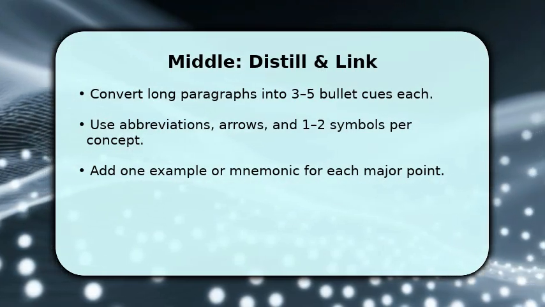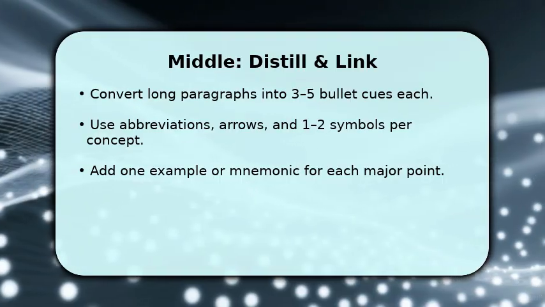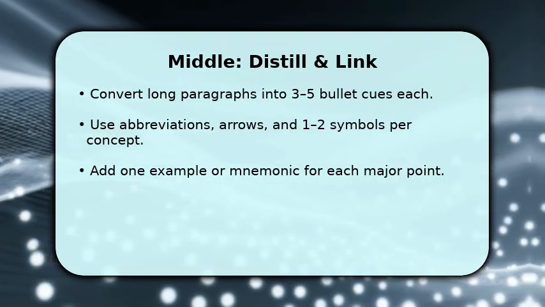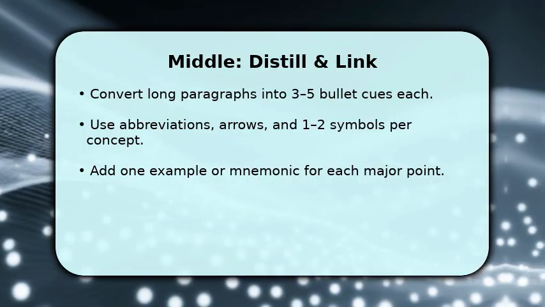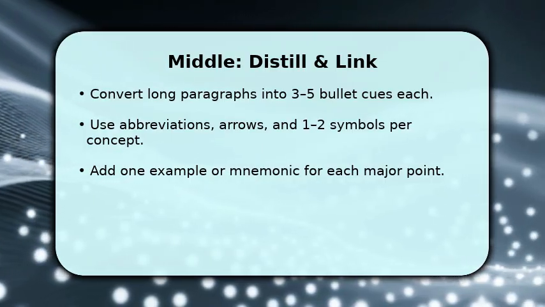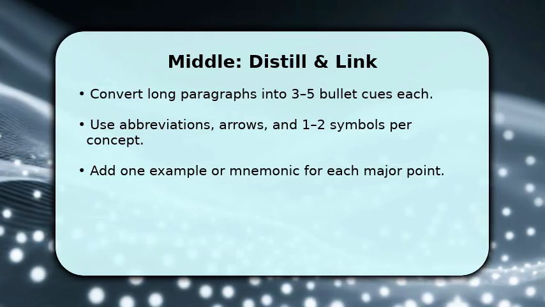Convert paragraphs into concise 3-5 bullet cues that capture cause, effect, and key data. Use consistent abbreviations and arrows to show relationships. This speeds review and keeps spatial memory intact.